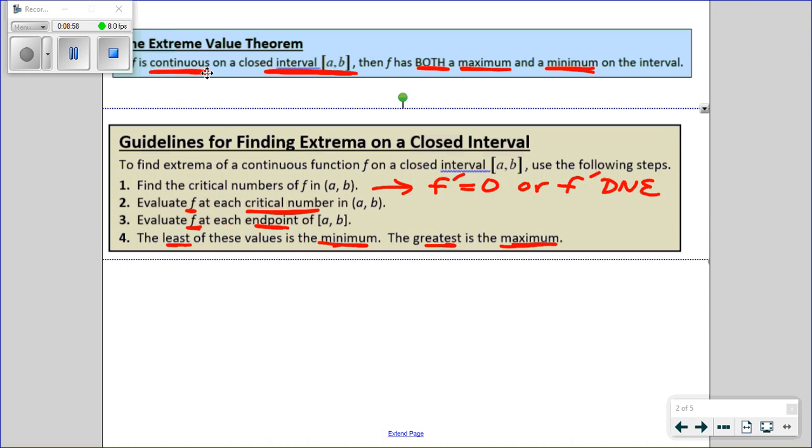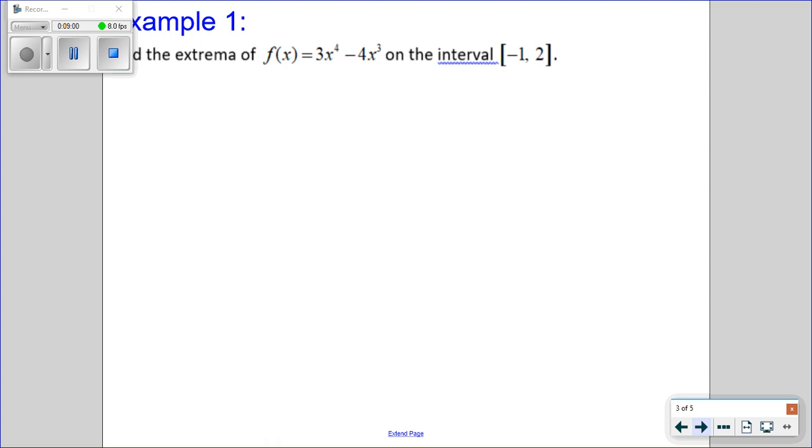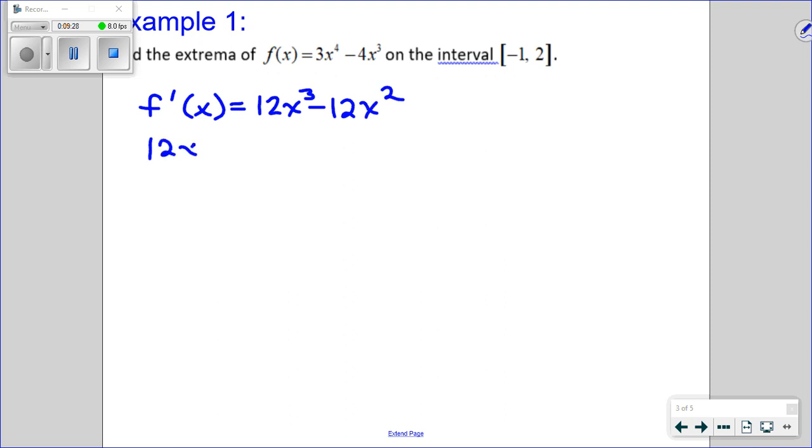All right, let's look at an example. All right, so we're going to start with a polynomial, which are usually the easier ones. We want to find the extrema of f of x on the closed interval -1 to 2. Okay, so we got to start by finding f prime. And we're just using power rules, so we get 12x cubed minus 12x squared. We're going to set the derivative equal to 0. And we're going to solve for x.